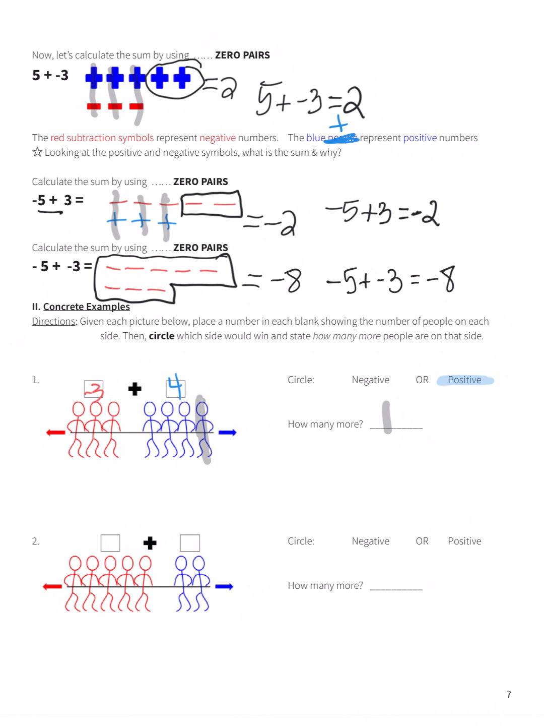All right, let's look at this next one. How many red people do we have here? 5. So that means that represents a negative 5. How many blue people? We got 2, so that's a positive 2. Now, to find the answer, we need to determine, are there more negatives or positives? I look here, there are 5 negatives.